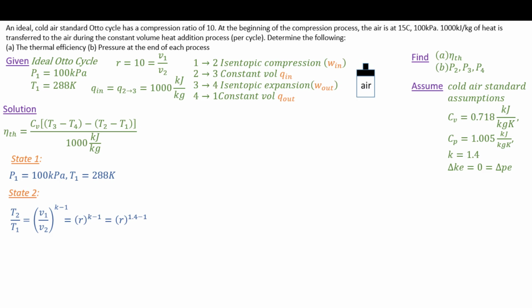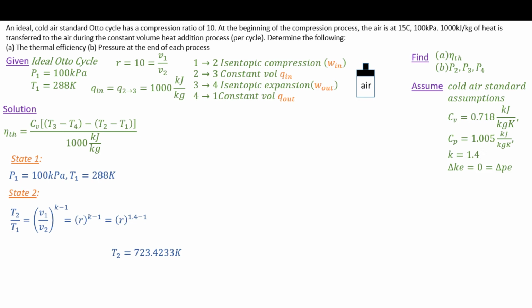All right, so here's my isentropic relationship. I know V1 over V2, that's just r, and as long as my temperatures are in absolute temperature units, I can calculate what my T2 is. And you'll notice I haven't rounded off here. I won't round off until the very end once I plug everything into that thermal efficiency equation.